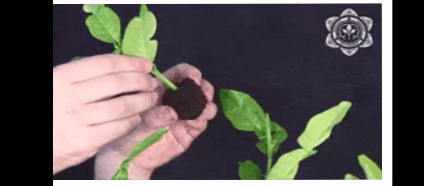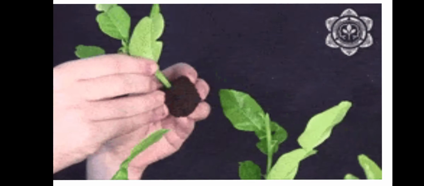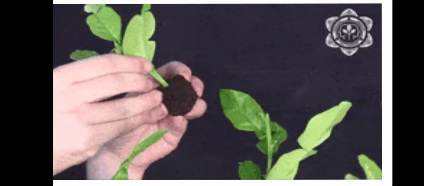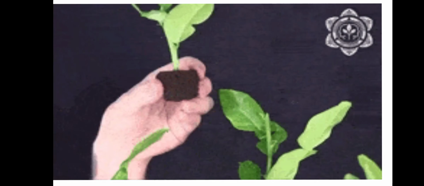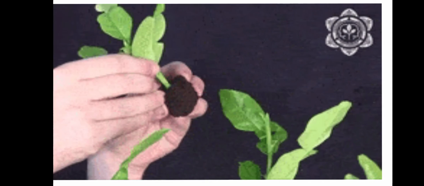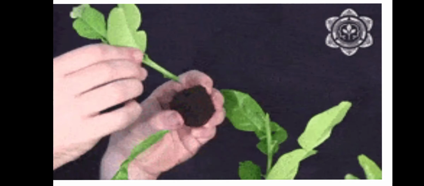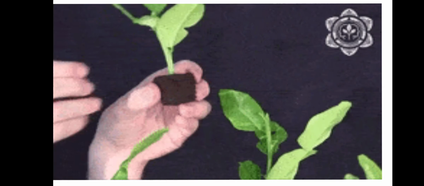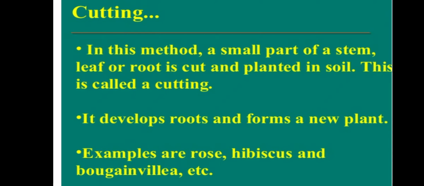So a small portion is cut and is planted in the soil. From there, it is transported into another pot. Then from there, it grows into a new plant. So this is one of the easiest methods for a plant to grow. There are three examples I would give you. Best example would be rose.